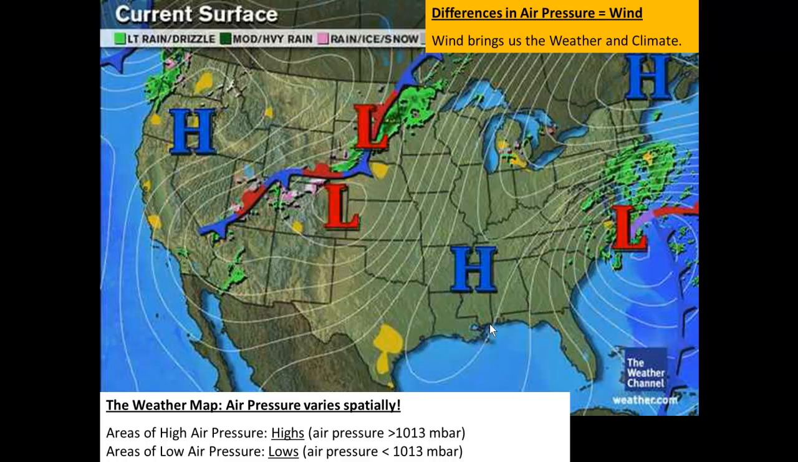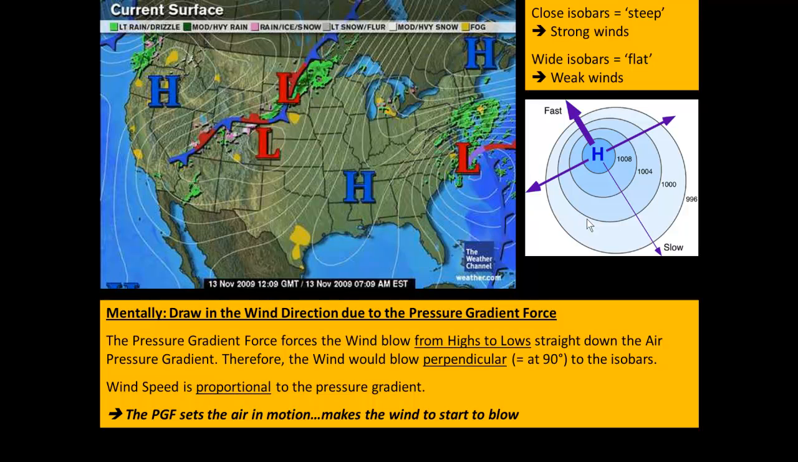Air pressure isn't the same. Air pressure varies spatially. There's always areas of high pressure. There are always areas of low pressure. And because we have differences in air pressure, we get wind. And wind effectively brings us weather and climate, right? And that's what a weather map does. The weather map shows you areas of high pressure, where are the lows, and how are the isobars packed. That's really what a weather map is. And then with a few simple rules, really, you can predict or forecast wind speed and wind direction.